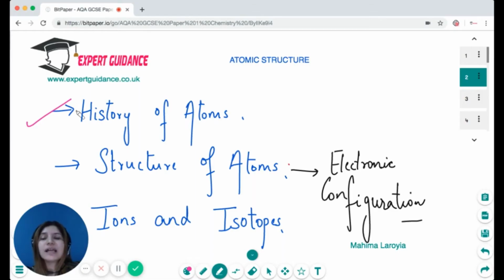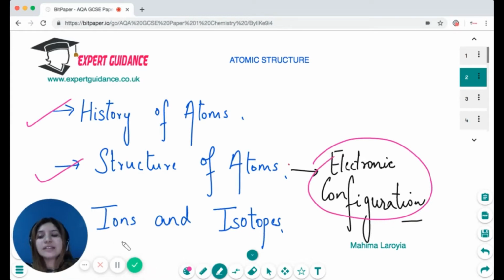Of atoms, like what developments were made that has given the present structure of the atom. What is the present structure of the atom? How do we do the electronic configurations, and what are ions and isotopes?